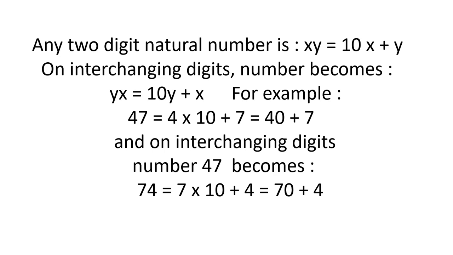And if we interchange the digits, then 47 becomes 74. So 74 can be expanded into 7 into 10 plus 4, which is equal to 70 plus 4. This concept is very useful in solving the linear equations which you will come across in your math books.